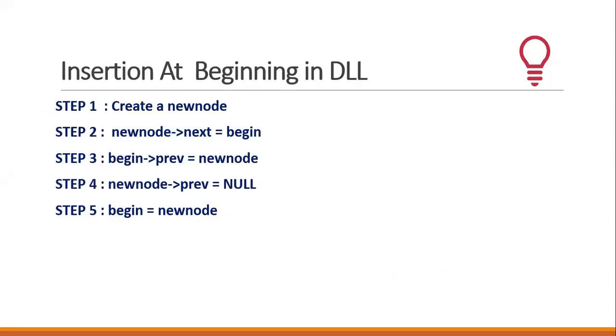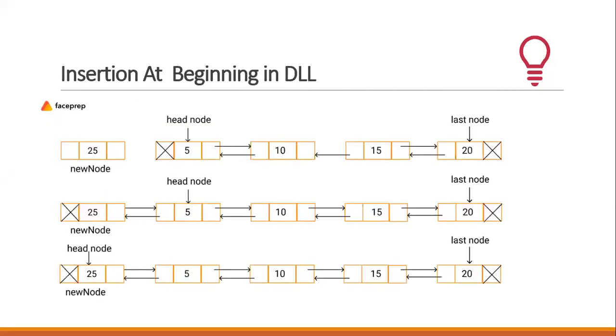Create a new node, new node of next is going to be begin, begin of previous is going to be new node, new node of previous is going to be null, and then finally this new node is going to act as the beginning node. And this is how an insertion will happen at the beginning of a doubly linked list. Okay, so this is how it goes. You have a list which is already there, a list having a significant begin node, but the previous of your begin node is actually storing null.